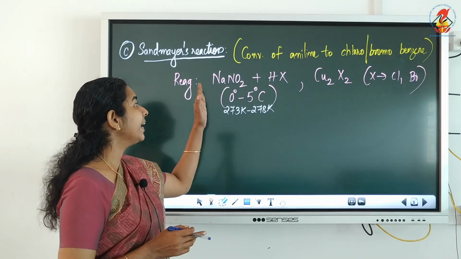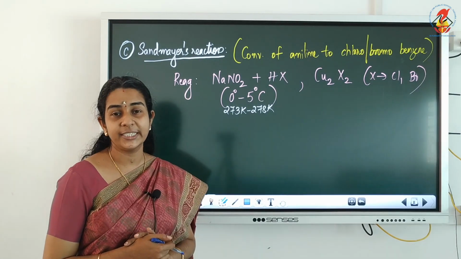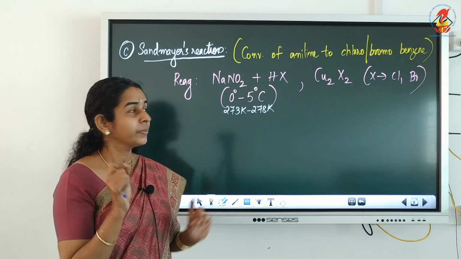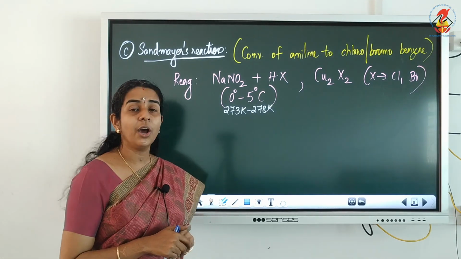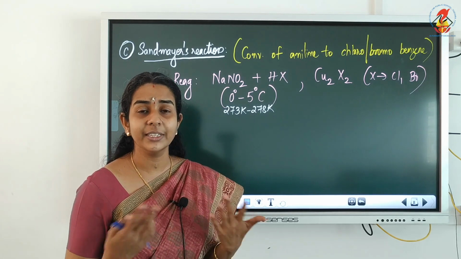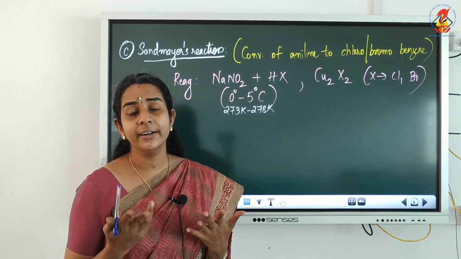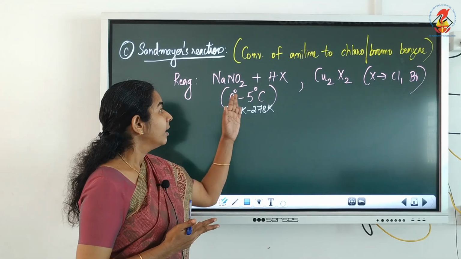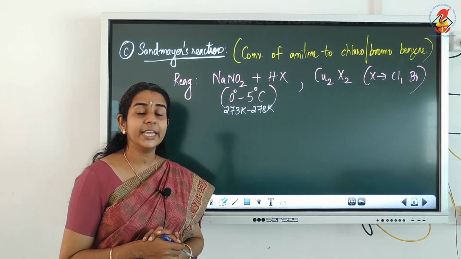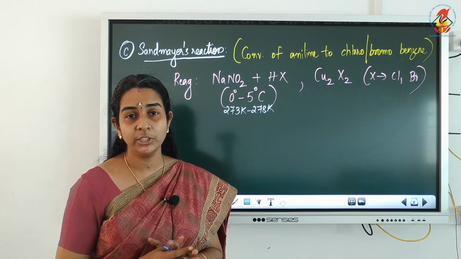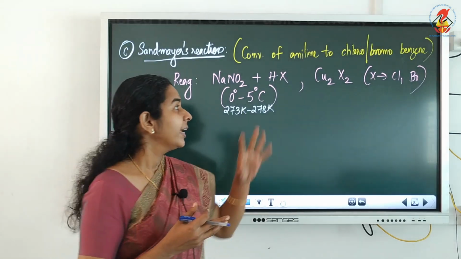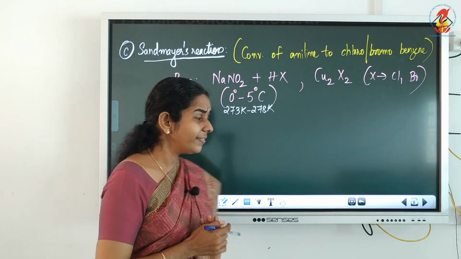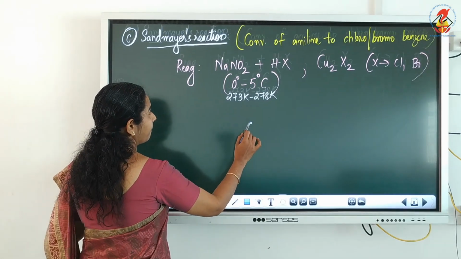It is NaNO2 and HX. NaNO2 is known as sodium nitrite. Sodium nitrite along with HX. HX means it can be any halogen, but usually we are using HCl. Followed by treatment with Cu2X2. Cu2X2 is known as cuprous halide. X can be only chlorine or bromine. Now we will see the reaction.